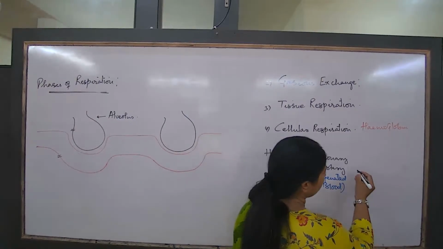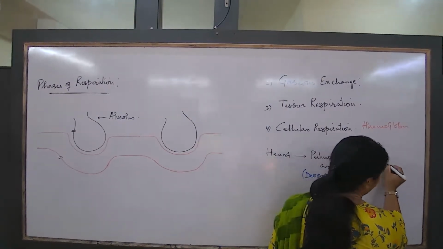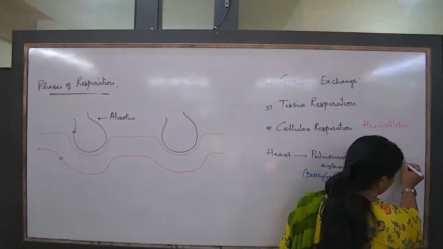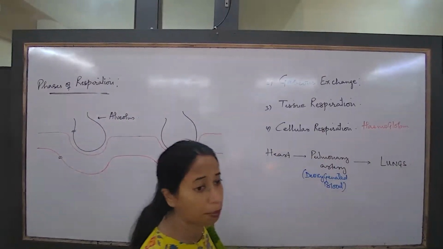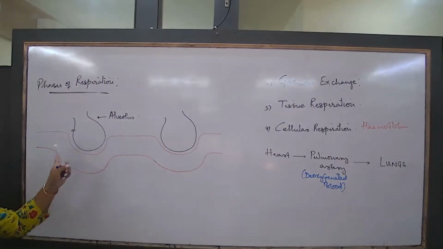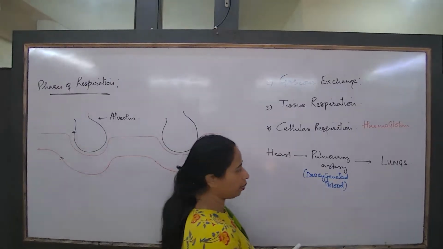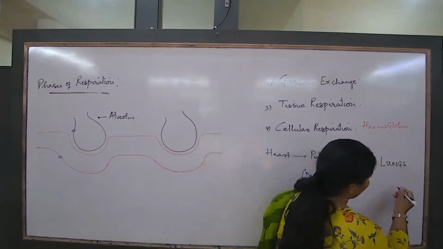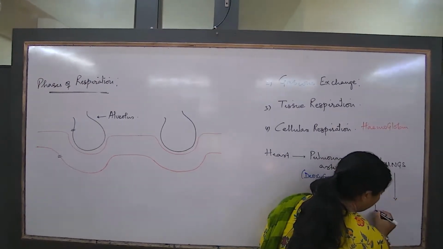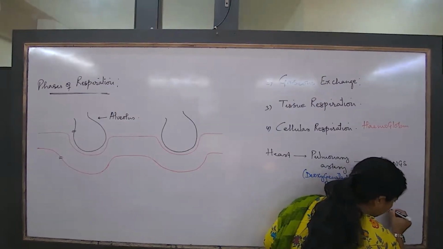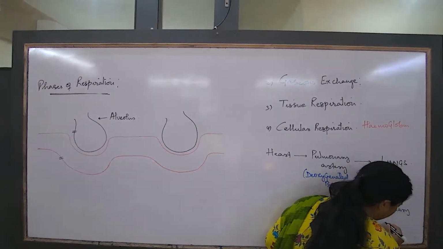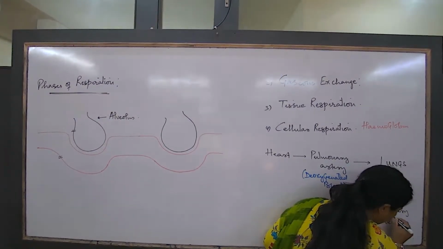So the pulmonary artery will carry the blood where? To the lungs. And what is happening in the lungs? The process of gaseous exchange will happen. So the blood which comes out from the lungs is comparatively pure. And what is this vessel carrying the blood away from the lungs? This is known as the pulmonary vein.